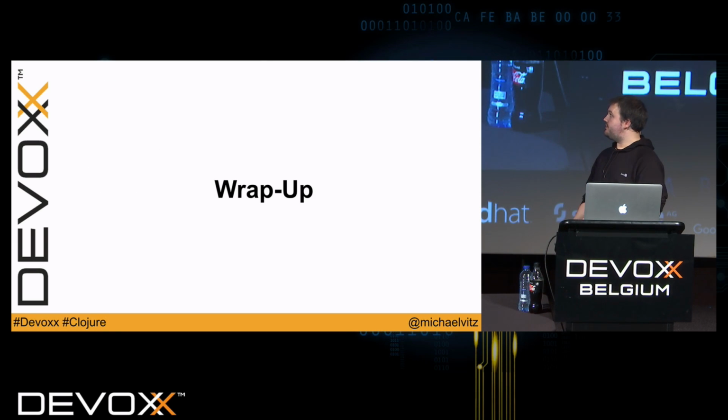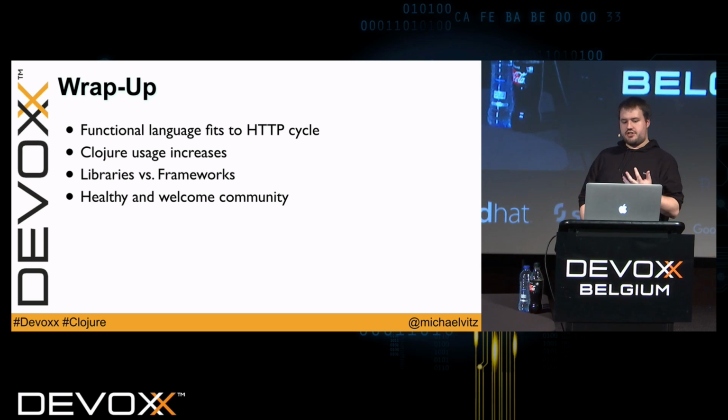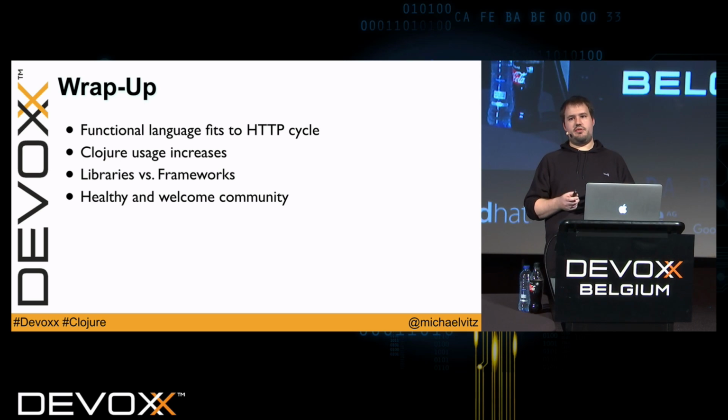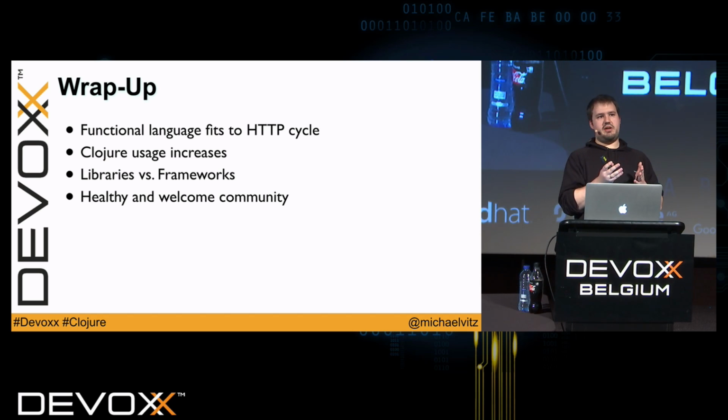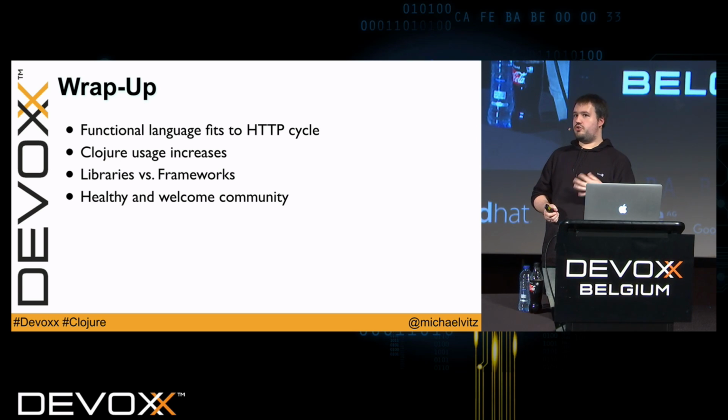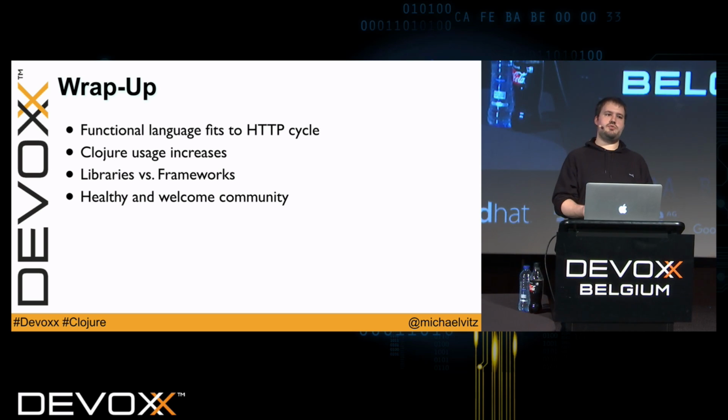So to wrap it up, as a functional language, Clojure nicely fits to the stateless HTTP cycle of just transforming basically an HTTP request to an HTTP response. Clojure usage increases, so half of you at least read some Clojure code, some of you already have written something. There are many huge companies who use Clojure and talk about it. For example, Walmart uses Clojure in many places. In the European continent, it's not that many companies that I know who use Clojure, so it's a little bit more complicated.